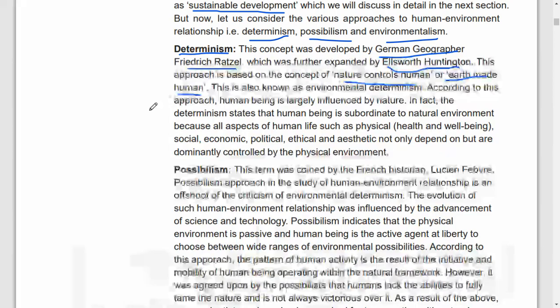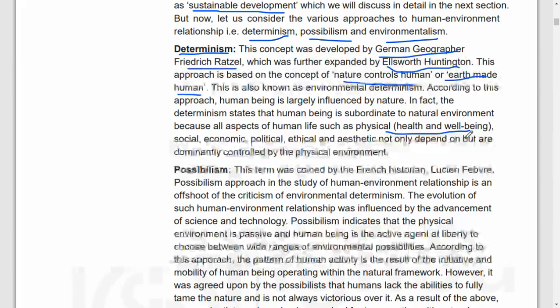According to this approach, human being is largely influenced by nature. In fact, determinism states that human being is subordinate to natural environment because all aspects of human life such as physical, health and well-being, social, economic, political, ethical, and aesthetic not only depend on but are dominantly controlled by the physical environment.